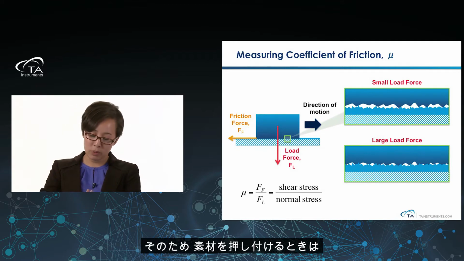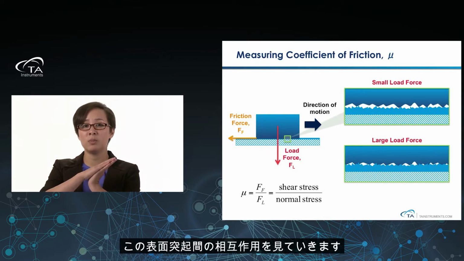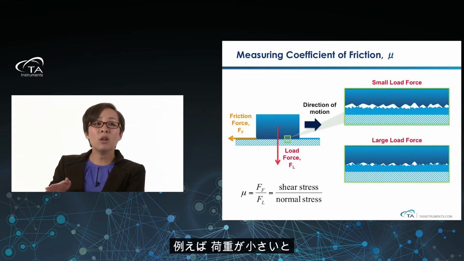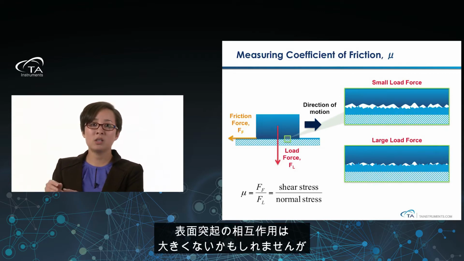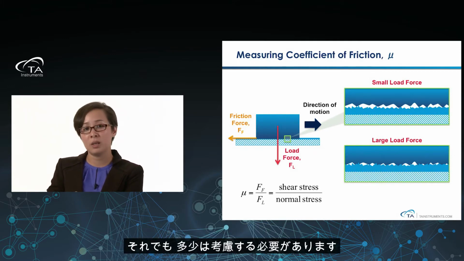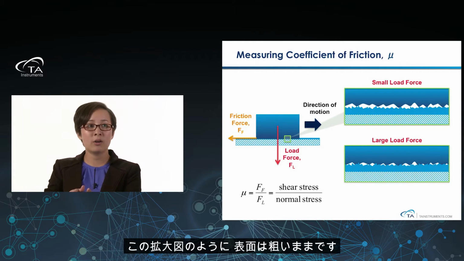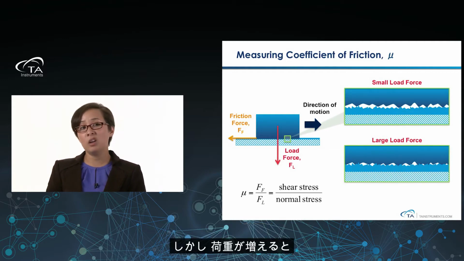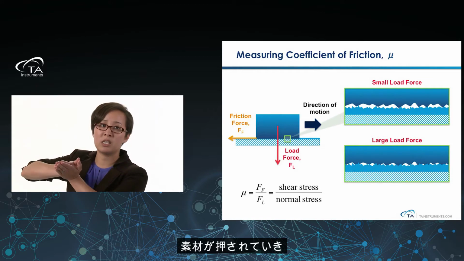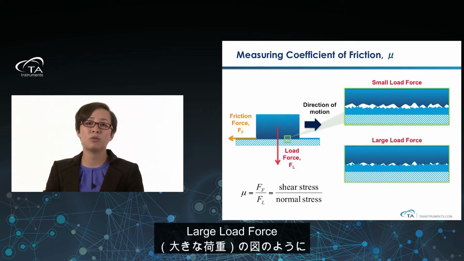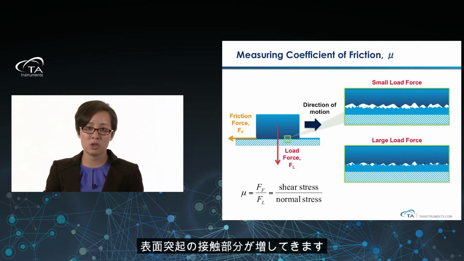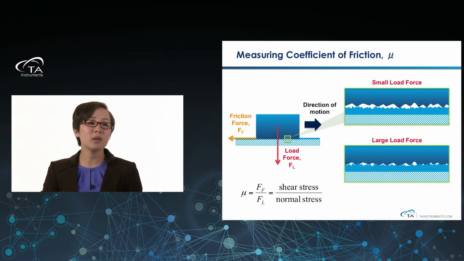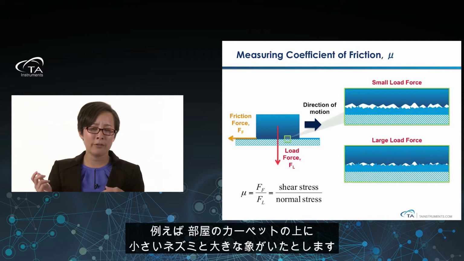So when we push these materials together, we're looking at the interaction between these surface asperities. When we have a small load force, these surface asperities may not be interacting with one another too much, but it's still something to consider. You can see in the larger diagram, those surface roughnesses are interacting, but maybe not all of them are participating in the interaction. However, if we increase that load force and push these materials together even further, now you can see in the large load force diagram, all of these surface asperities are starting to be in contact with one another.